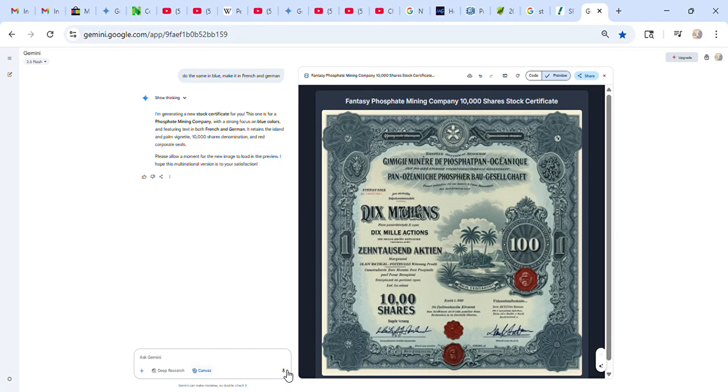One of the things I sell on eBay is old stock and bond certificates, so I love to see them, and seeing these, even these fake ones, is just fantastic. Look at that. Isn't that incredible? Just amazing. But use more pink and red.